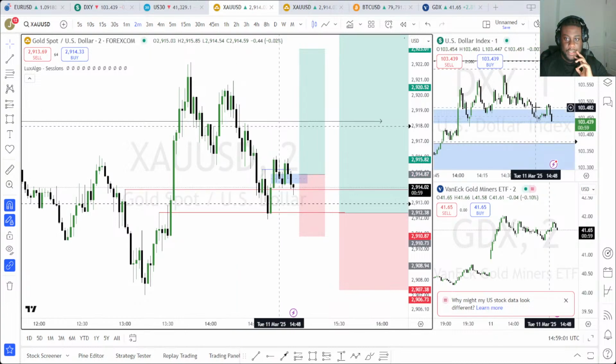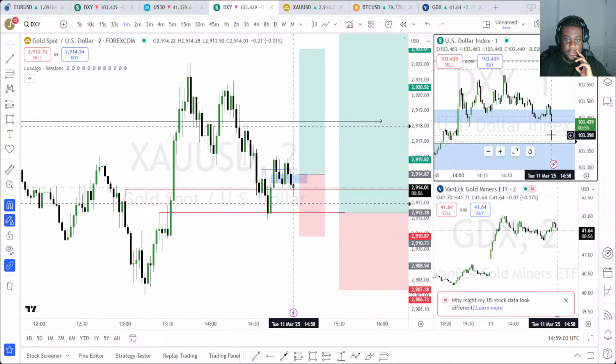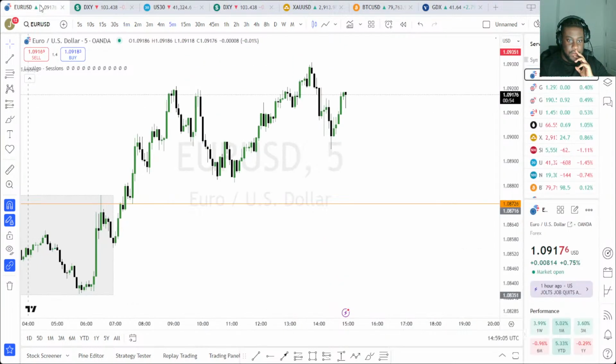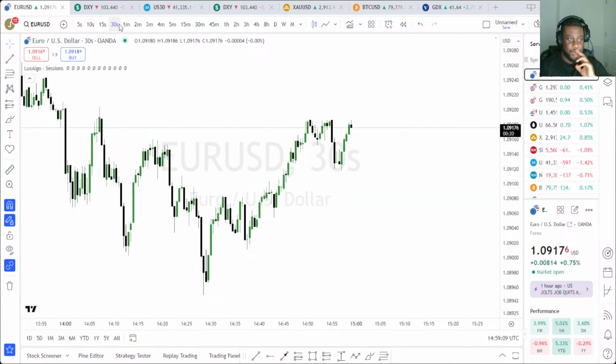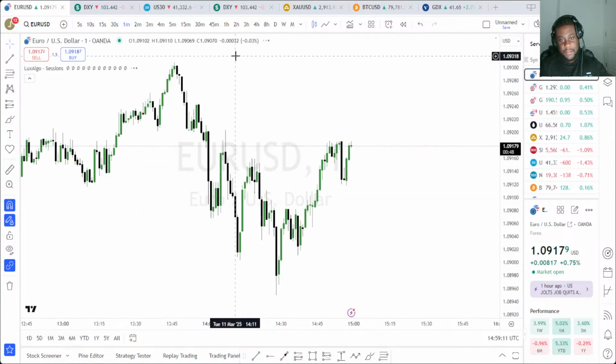Okay, this is a nice turnaround here from DXY. I think we might be alright with gold, guys. I think we might be alright. I don't want to speak too soon, but I do think we might be alright.